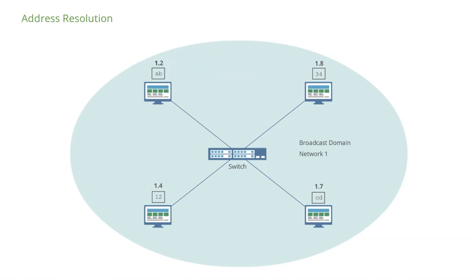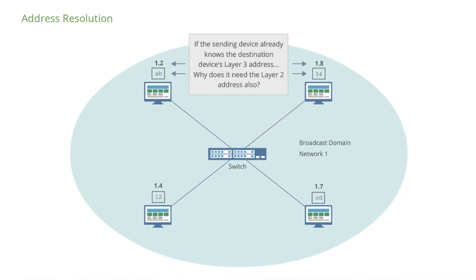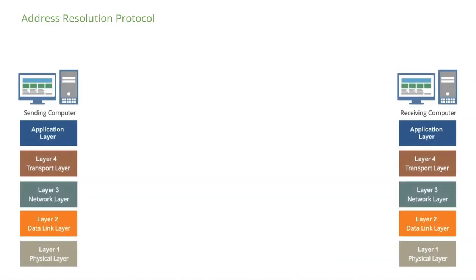Now, you might be asking yourself, if the sending device already knows the destination device's Layer 3 address, why does it also need the Layer 2 address? Why not just communicate using Layer 3 addresses? The answer to that can be found in the concept of layering. Remember in Section 1, we introduced the network stack? In that section, we discussed how data moves down the stack of the sending computer and then up the stack of the destination computer. Each layer on the sending computer communicates with the corresponding layer on the receiving computer.